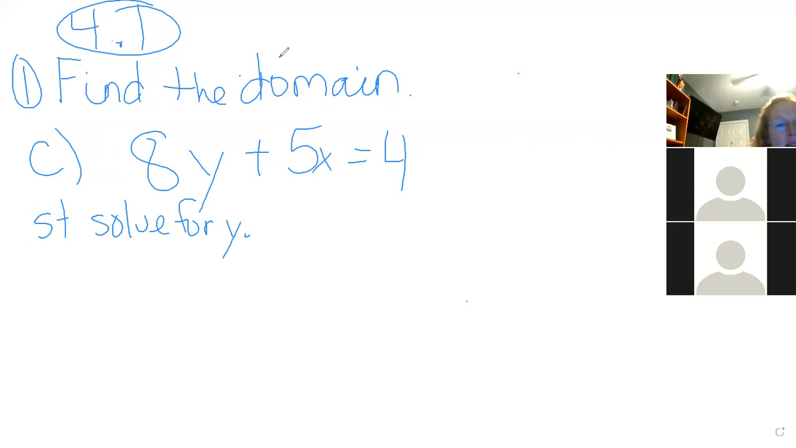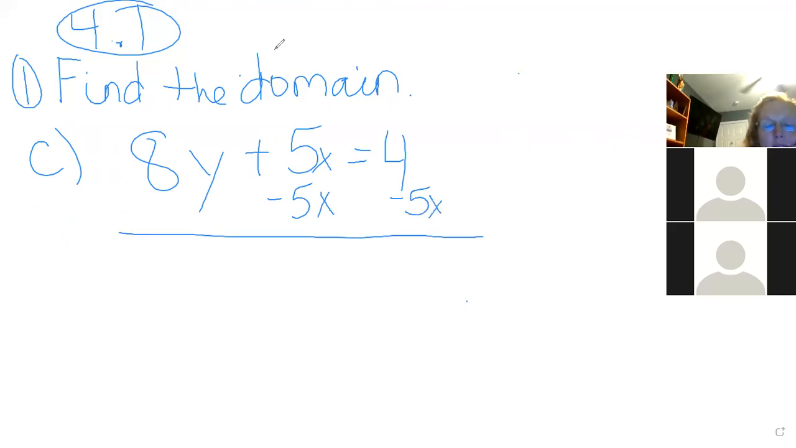So let's look at this. Over here, I have an 8y, and then I have a plus 5x. So what would I need to do to move that 5x over to the other side of my equation? Minus 5x. There you go. Okay. So we're just going to subtract it.